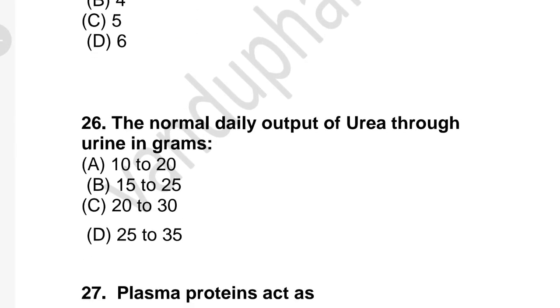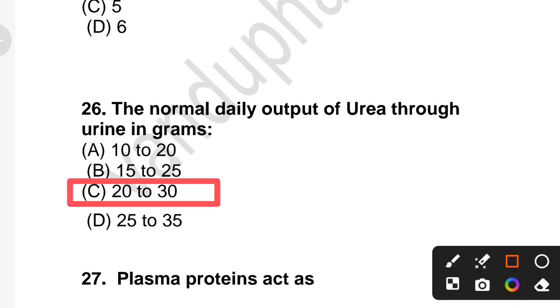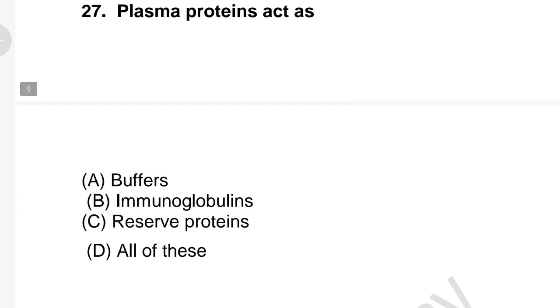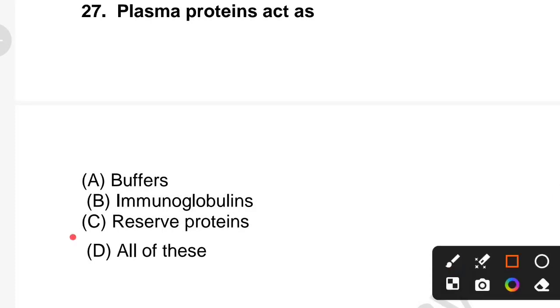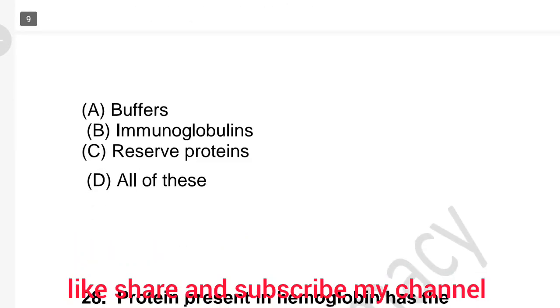The normal daily output of urea through urine in gram. Option A 10 to 20, option B 15 to 25, option C 20 to 30, option D 25 to 35. Right answer is option C 20 to 30. Plasma protein act as option A buffer, option B immunoglobulin, option C reserve protein, option D all of these. Right answer is option D all of these. Plasma protein act as a buffer, immunoglobulin and reserve protein.